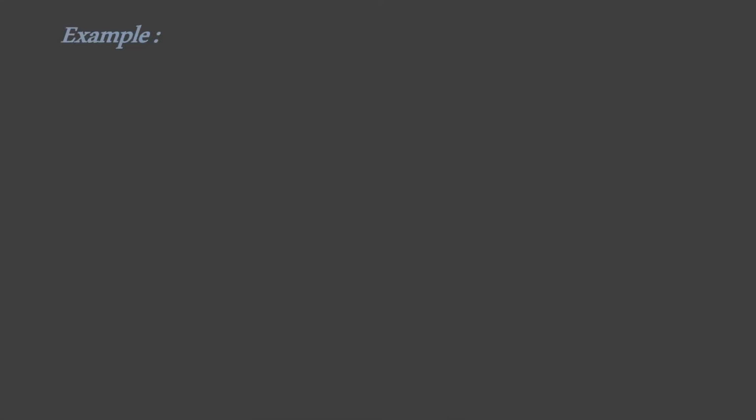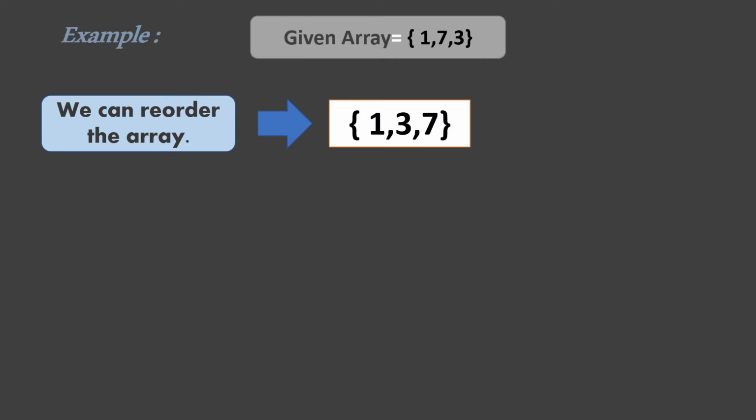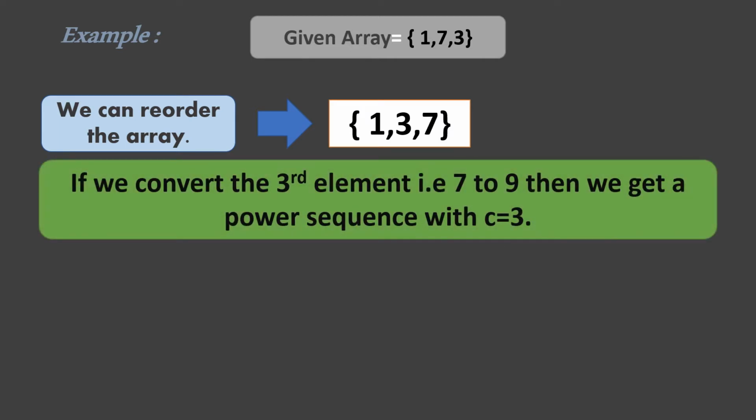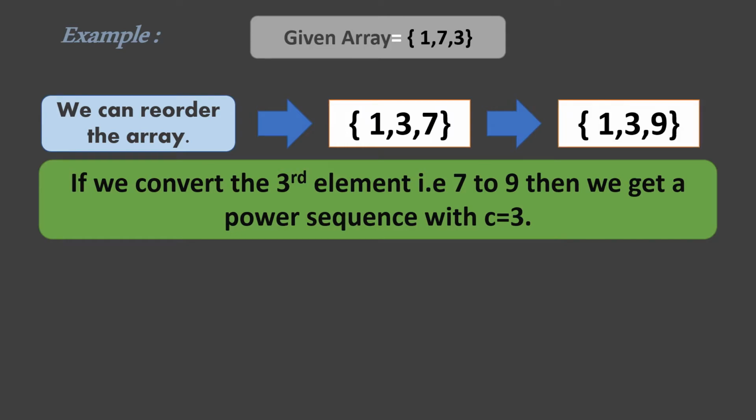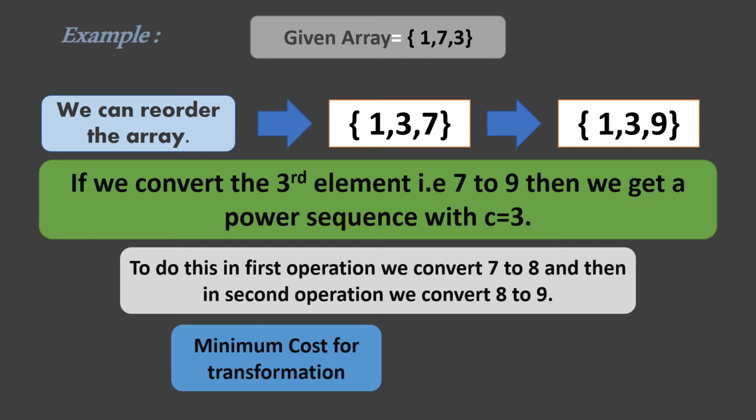We have an array of 3 numbers as shown. We can reorder the array into the following array. Now if we convert the third element, that is 7 to 9, then we get a power sequence of 3. To do this we first convert 7 to 8 and then 8 to 9. So the minimum cost of transformation is 2 and that's our answer.